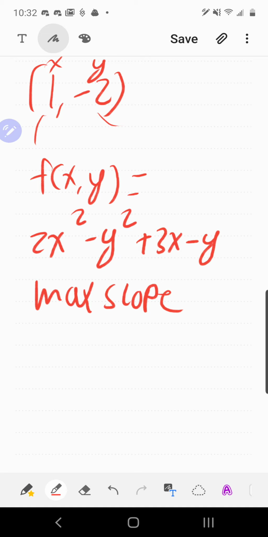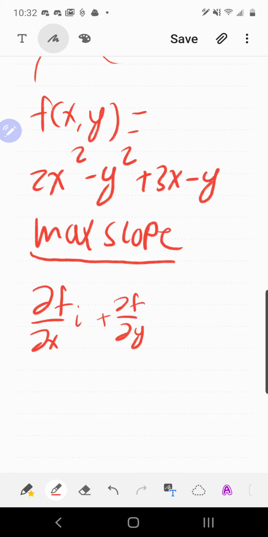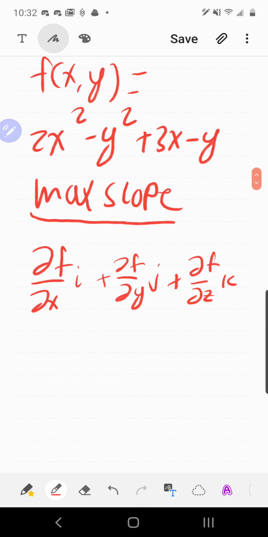We just saw in our previous problem that the gradient points in the direction of the maximum slope, or the maximum rate of change. So what we want to do here is take the gradient of the above function: partial f partial x plus partial f partial y plus partial f partial z.